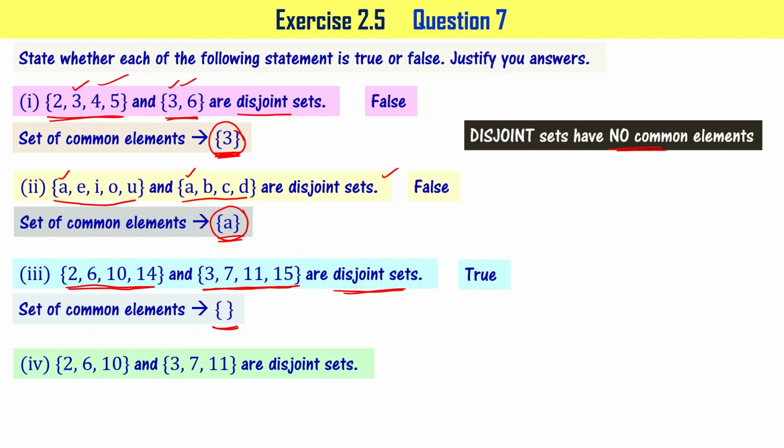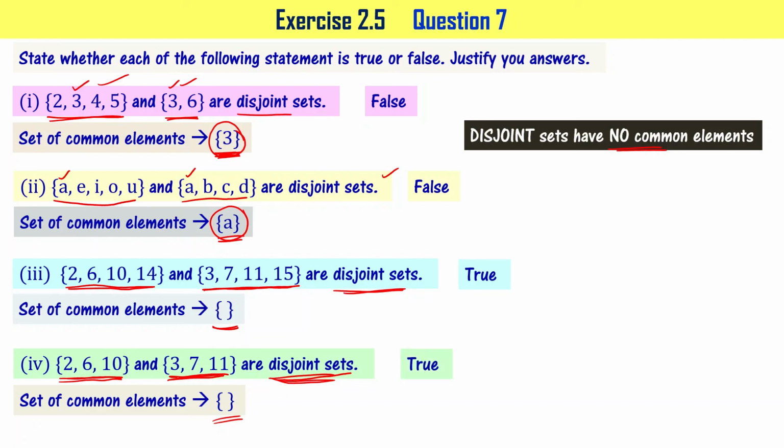Let's go to the last part of the problem. Here you have the set containing elements 2, 6 and 10, and here it is 3, 7 and 11. The problem statement says these two are disjoint sets. As you have seen, all of these are even numbers and all of these are odd numbers. It means the set of common elements is the null set. Since it is a null set, the given sets are disjoint sets. Please note this: that's why it is also true. The given statement is true.